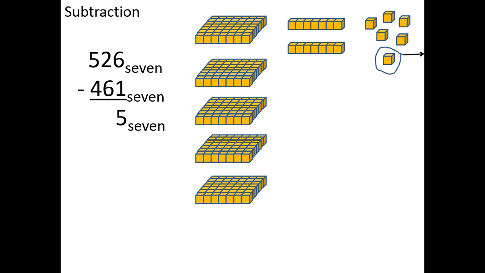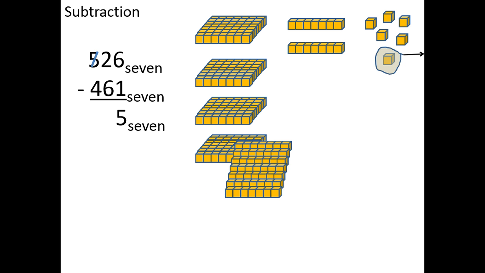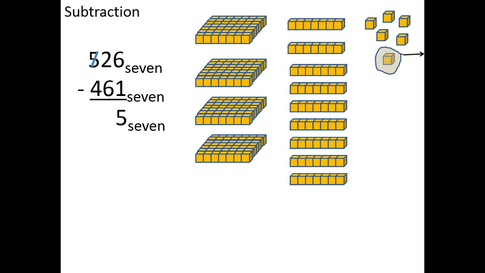We're going to have to take 1 of the 7 sevens, 1 of the 49s, and regroup it. So if we take 1 of the 49s, that will leave us with 4 of them. And when we take that 1 group of 49 and break it up into sevens, we have 7 of those sevens, plus the 2 that we had already. 7 plus 2 is 9. Now remember, 9 is a base 10 number, but that's okay. We can think in base 10. We just have to write our final answer in base 7.